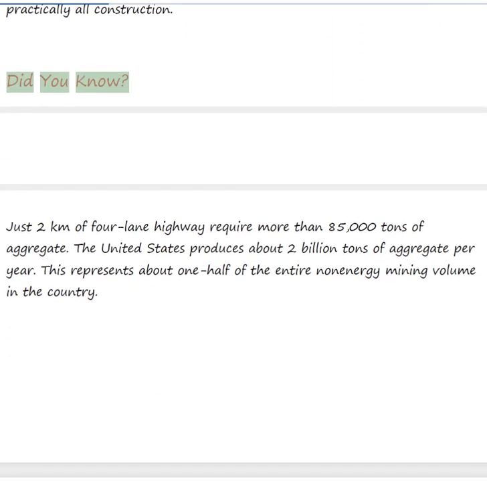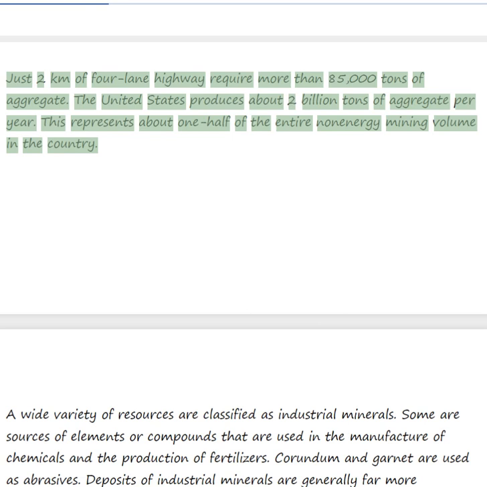Did you know? Just 2 kilometers of 4-lane highway require more than 85,000 tons of aggregate. The United States produces about 2 billion tons of aggregate per year. This represents about 1/2 of the entire non-energy mining volume in the country.